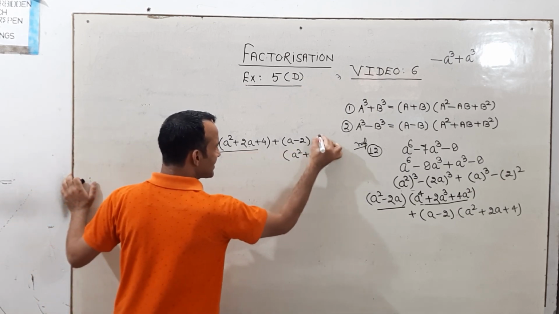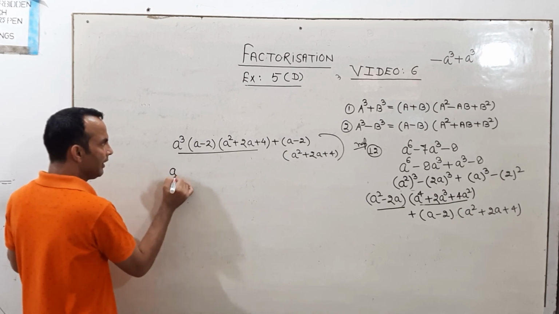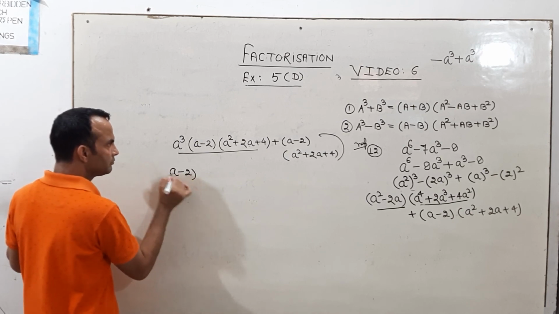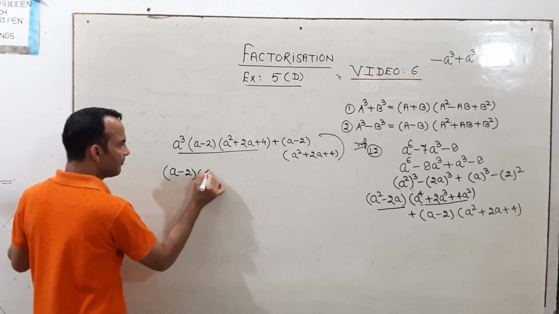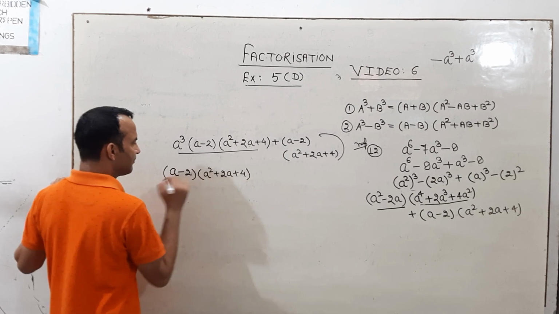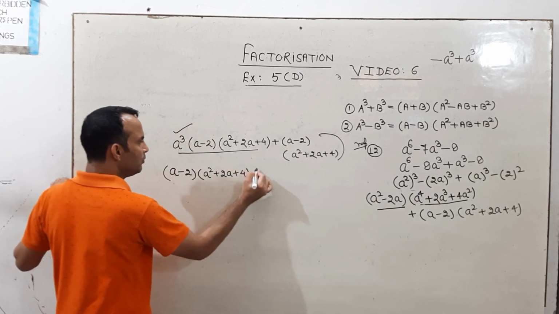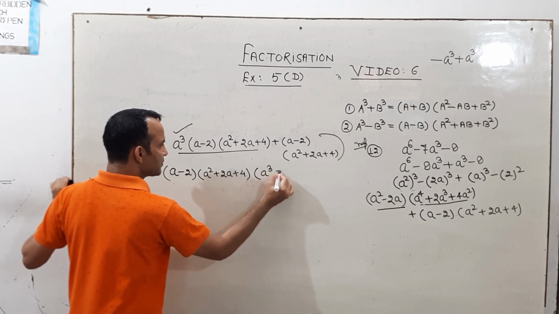If this is the first expression and this is the second expression, common is what now? a minus 2, a square plus 2a plus 4 is common. a minus 2, a square plus 2a plus 4 is common. We obtain what? a cube plus 1.